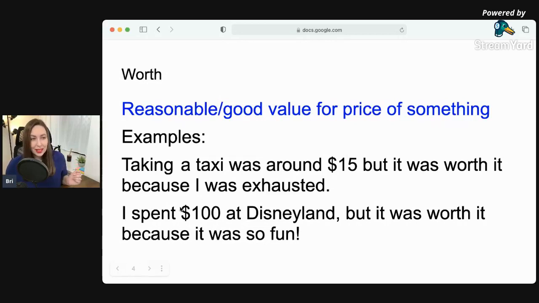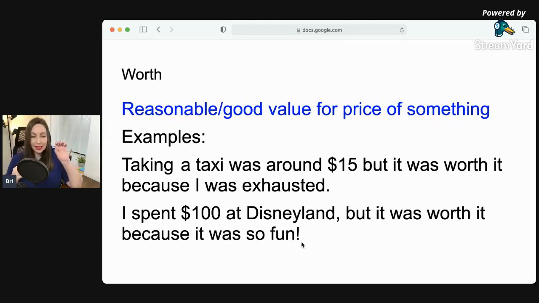Okay? So the next one, I spent $100 at Disneyland. Wow. So some people might think $100 at Disneyland? That's crazy. That's too expensive. But for this person, it was worth it because it was so fun. So this is the balance between the price and the value of something.